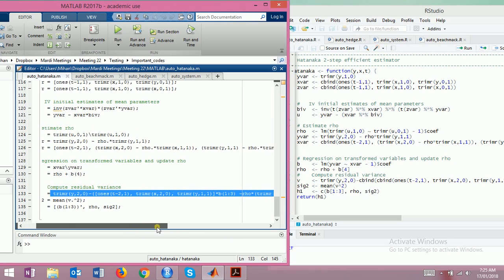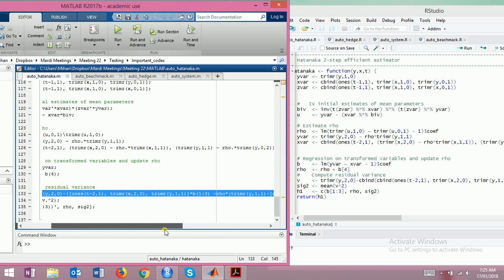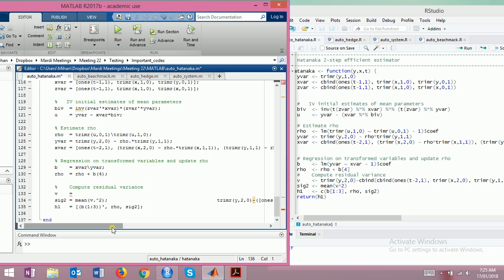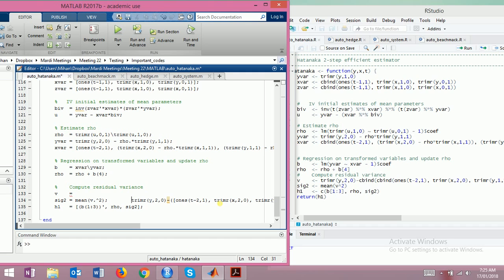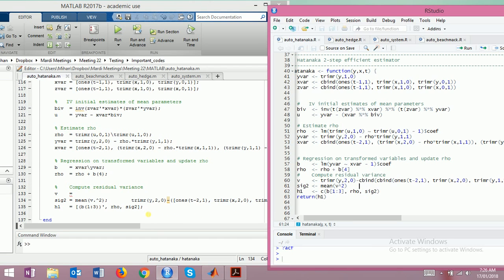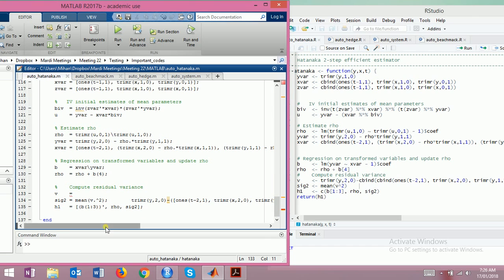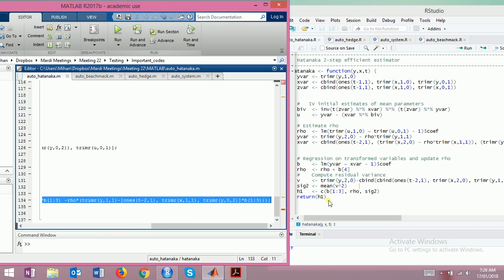Compute residual variance. Okay, this is the x portion, that is all multiplied with the residual. What did I do? Compute the residual variance. Okay, I have removed the whole thing downstairs. Okay, let's fix it.